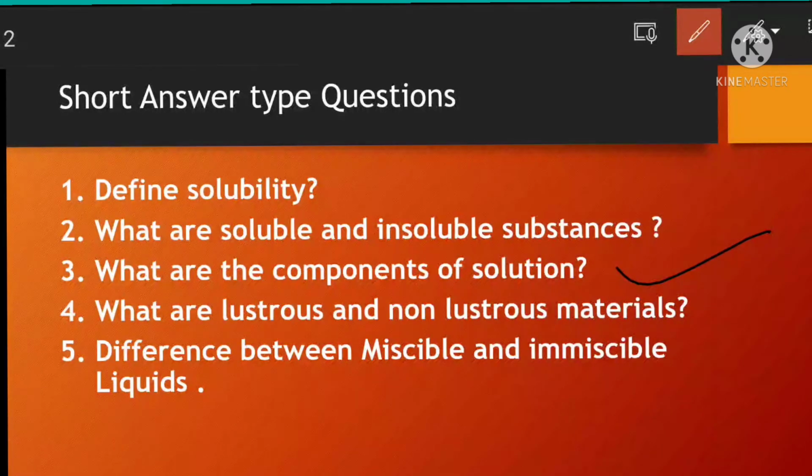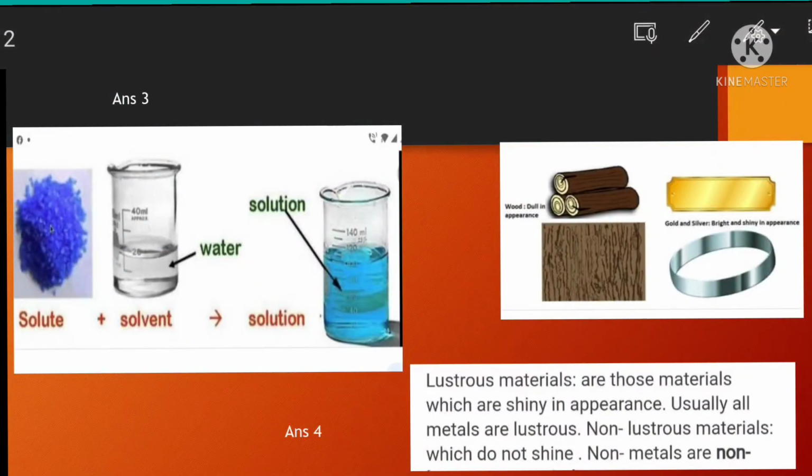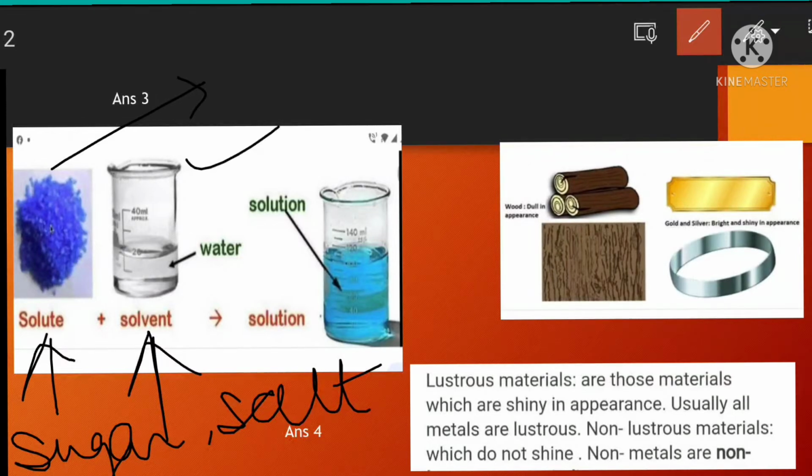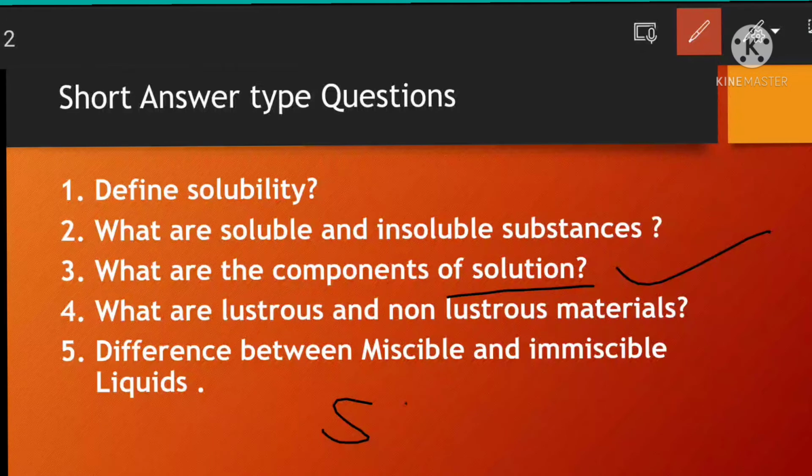Next one. What are the components of a solution? How can we make a solution? So let's see. A solution is formed by two things. One is solute, the other is solvent. When we mix solute and solvent, a solution is formed. Solute can be sugar, solute can be salt. But generally we use water as the solvent. At times we use alcohol also as a solvent, but mostly we use water as the solvent. So the two components of a solution are solute and solvent.